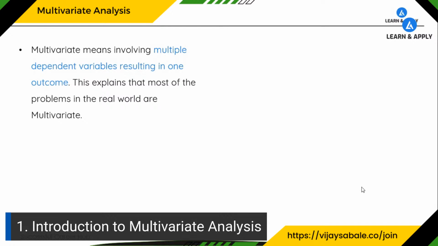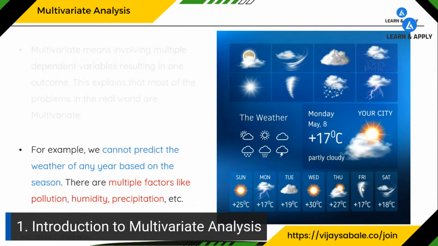For example, take the simplest example of weather. We cannot predict the weather of any year based on just the season, because there are multiple factors like pollution, humidity, precipitation, and many other factors that need to be considered to predict the weather for a particular year. So predicting the weather does not depend on just one or two factors; it is a combination of many factors, and we need to study all of them so that we can predict the weather. That's why it is multivariate.